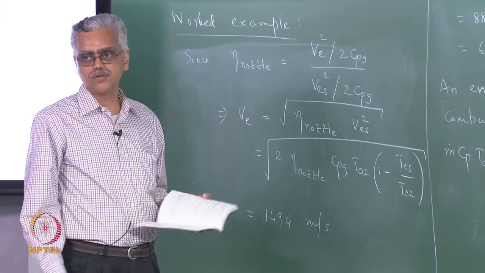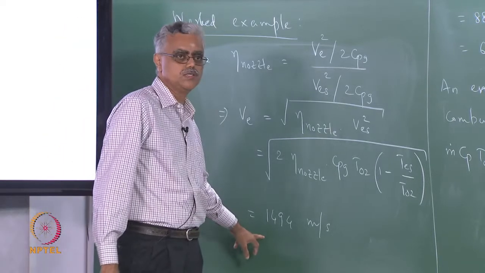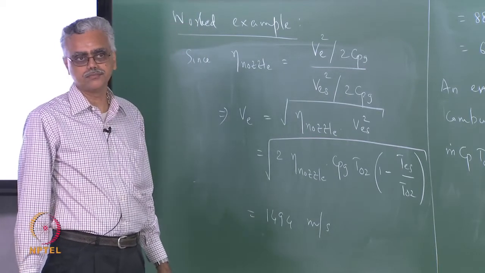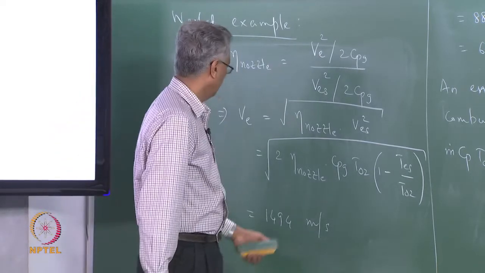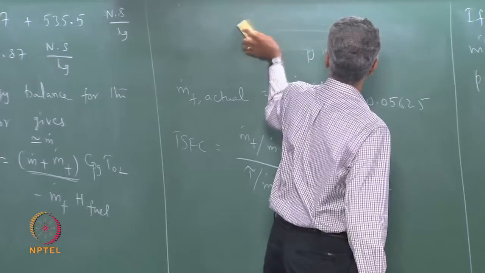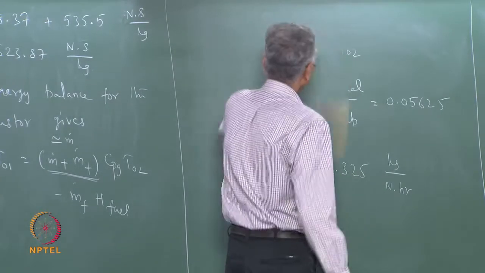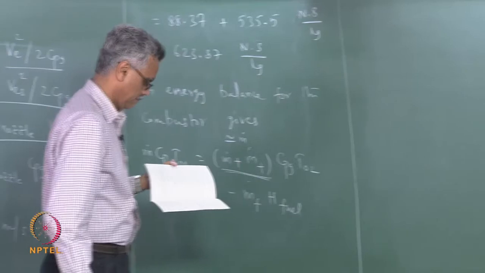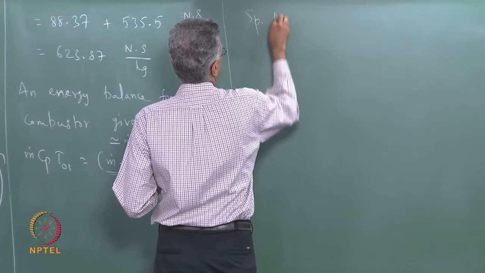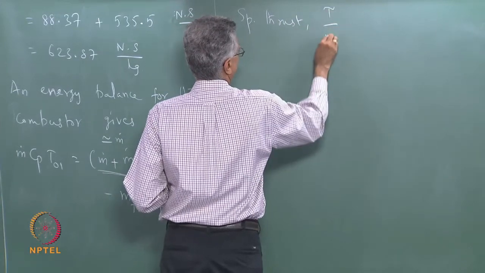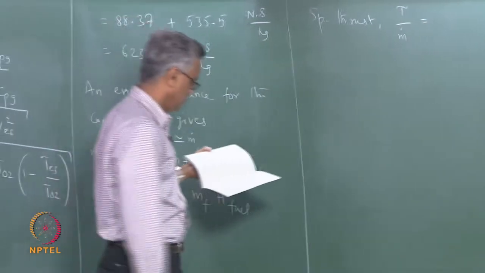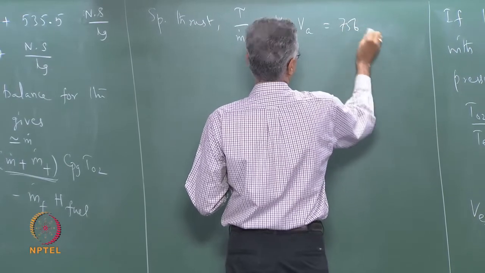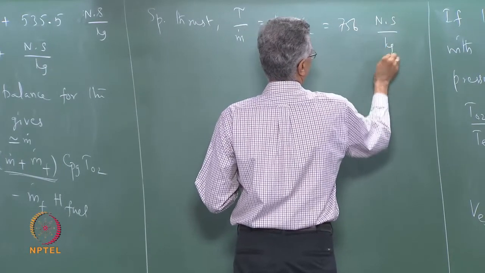You may recall that when we used a convergent nozzle for the same conditions, the exit velocity was about 820 meter per second. So now it is almost 1.5 kilometer per second. And if you go ahead and calculate the specific thrust now, in this case there is no pressure thrust, only momentum thrust. So this is VE minus VA. So this comes out to be 756 Newton second per kg.